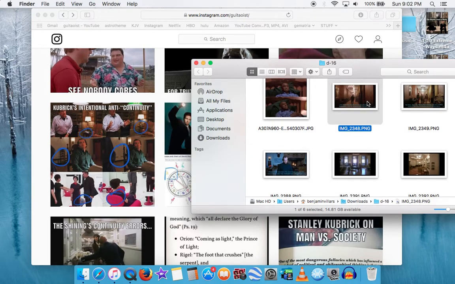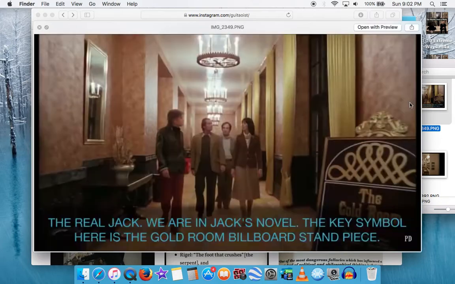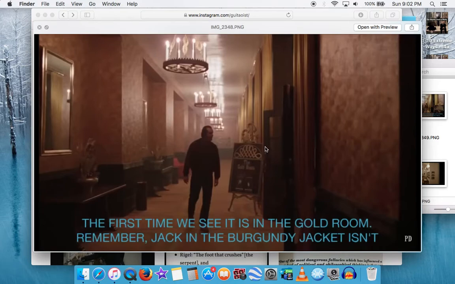So like for instance, when we first see the ballroom, you see the sign is right here, right in front of the door. But when we go back, the sign is behind the door right here, and he enters here. They didn't move this sign, so that's a sign. And he's wearing the burgundy jacket, which means it's Jack the writer's imagination.